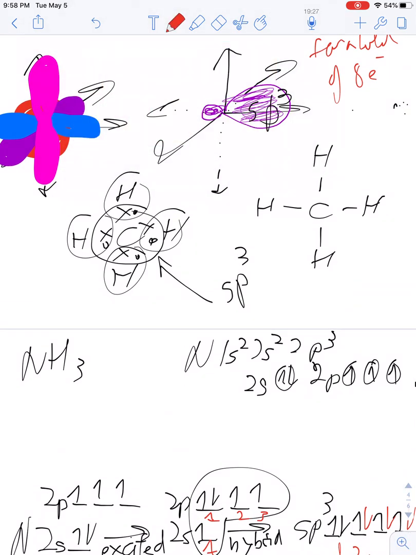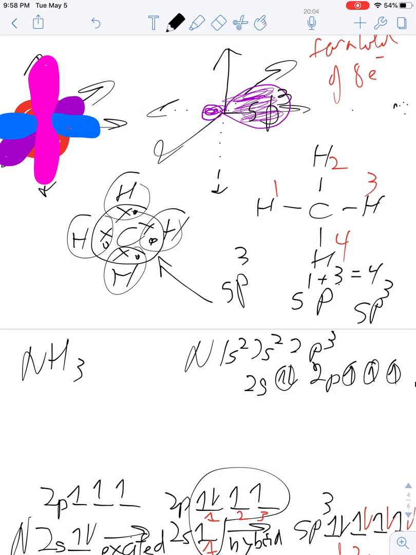So, for example, there's 1, 2, 3, 4 things attached to my central carbon. So my hybridization has to add up to 4. So I can have 1 s, and what's the maximum number of p's you can have? Whatever it is, I got to be able to add up to 4. So the maximum number of p's is 3. So it's sp3 hybridization. Okay? You can have 1 s, you can have 3 p's, you can have 5 d's, and you can have 7 f's.